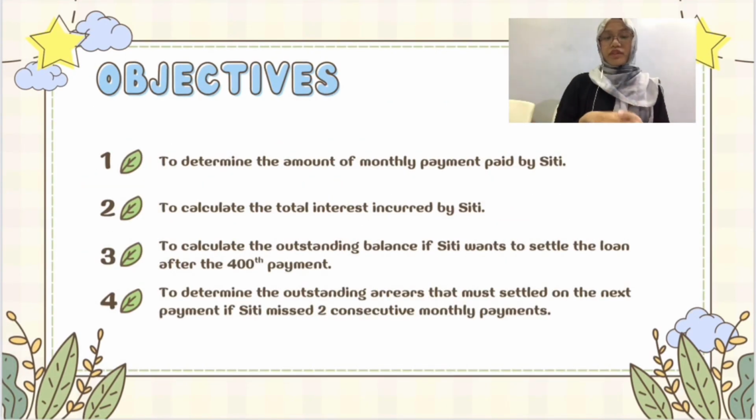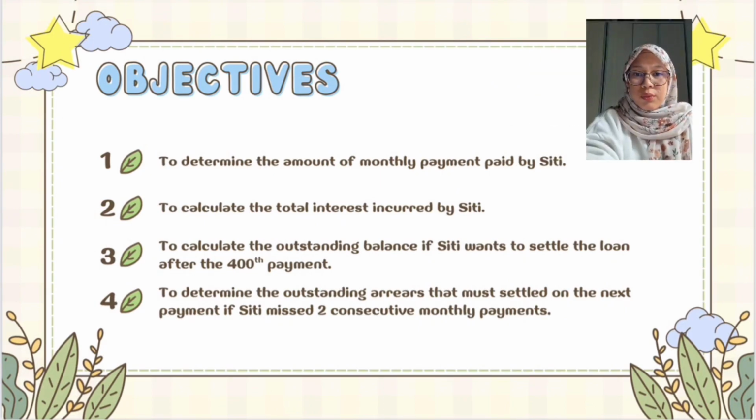Okay, here for objective 1, we want to determine the amount of monthly payment paid by Siti. Next, for objective 2, we need to calculate the total interest incurred by Siti, and for objective 3, we need to calculate the outstanding balance if Siti wants to settle the loan after the 400th payment. And for the last one, objective 4, we need to determine the outstanding arrears that must be settled on the next payment if Siti missed 2 consecutive monthly payments.